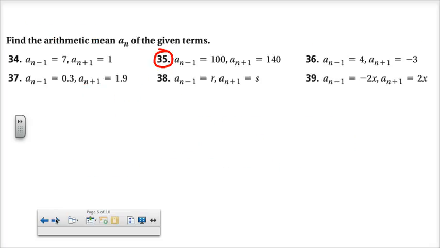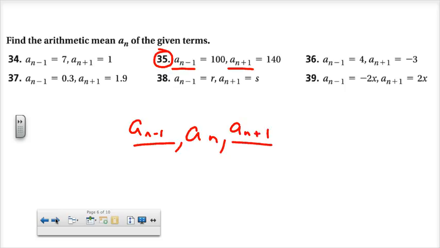Number 35 says find the arithmetic mean of the given terms. And we have notation here. And that notation should not drive us bonkers as long as we remember a sub n minus 1 means the term before it, and a sub n plus 1 means the term after it. So all of that notation that we see up there means just use the arithmetic mean. That's all you have to do.